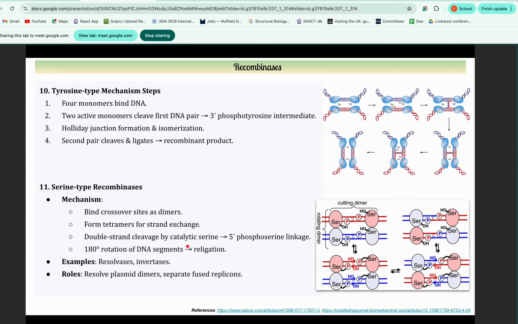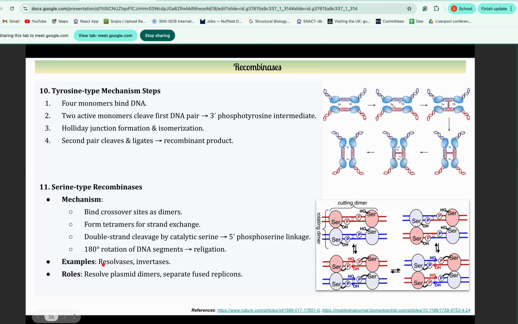After the cleavage has taken place, 5' phosphoserine linkage will happen. This protein, serine recombinase, will perform the 5' phosphoserine linkage. A 180-degree rotation will take place of the DNA segments, and then religation will happen. We started with two different double-stranded DNAs, one red and the other blue. Serine recombinase will come and perform cleavage, and in the end both of them have shared their DNA. So recombination has taken place in both of them.